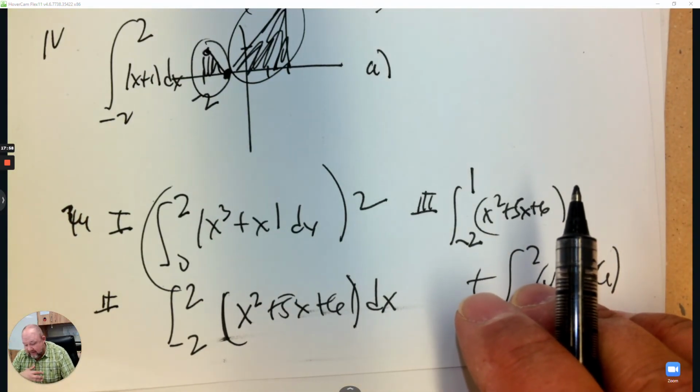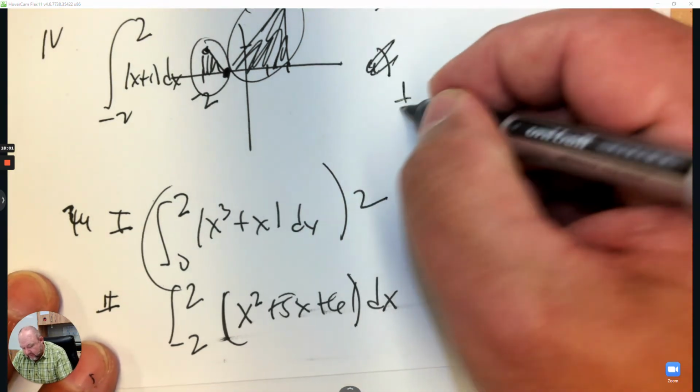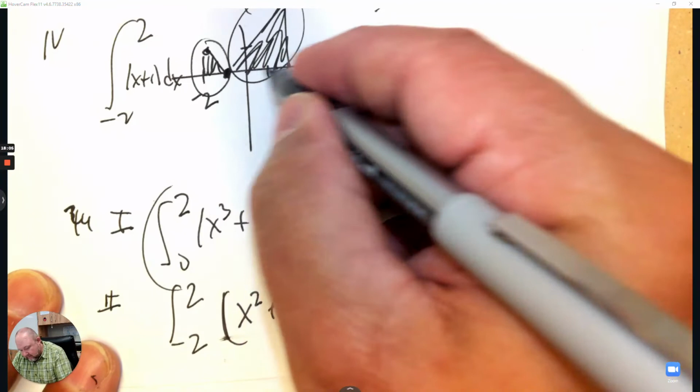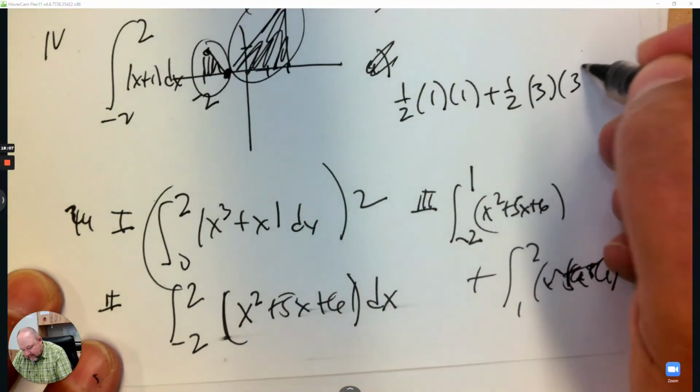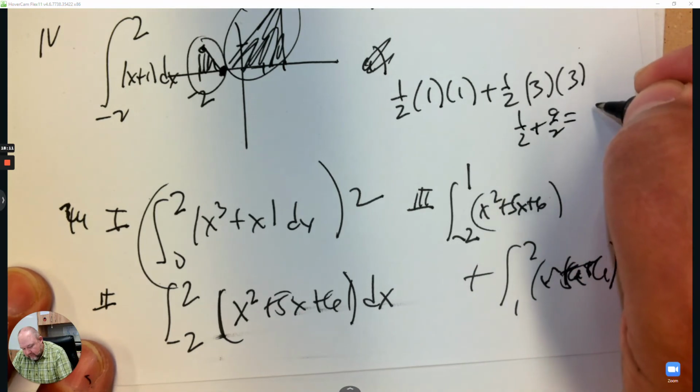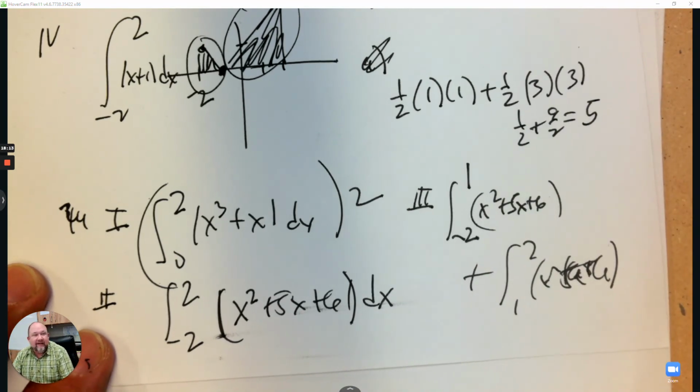This is evaluate the last one using triangles. So that would be 1/2 the base times the height, 1/2 the 1, 2, 3, the base times the height, and you have your answer. So it's 1/2 plus 9 over 2, which is 10 over 2, which equals 5, and you're done.